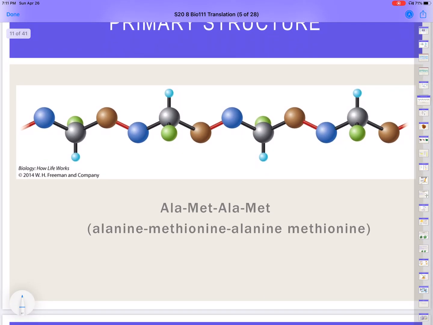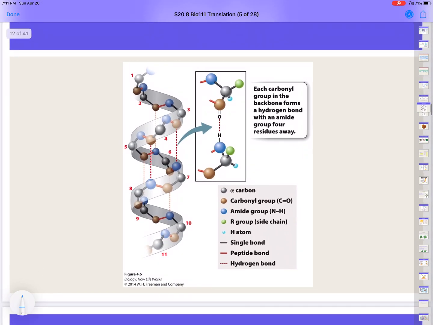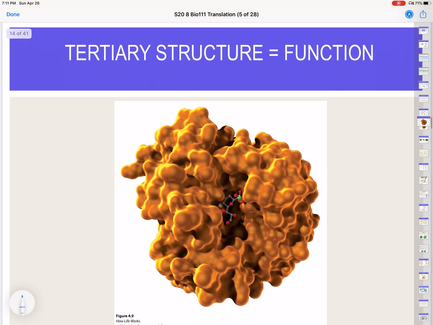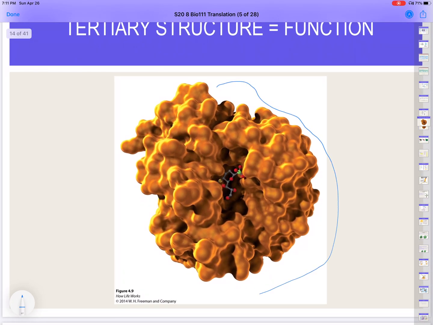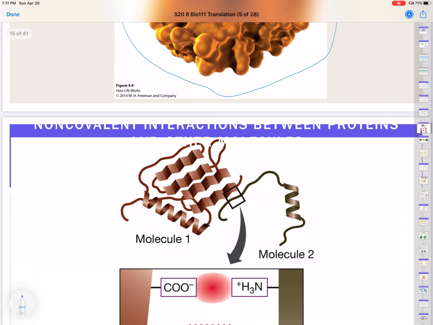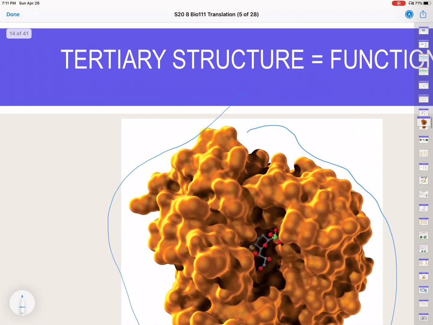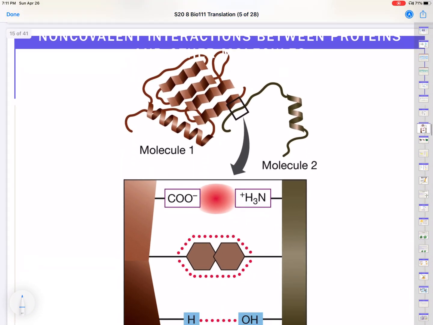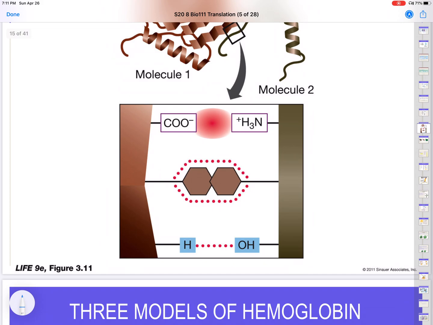So here's the primary structure, simply sequence, alanine, methionine, alanine, methionine in this case. The secondary, alpha helix or beta sheets. The tertiary is three-dimensional shape here. And then quaternary is when multiple ones get together. Tertiary is formed by interactions within the R groups of the sequence. So here, in this case, this is hydrophobic interactions.